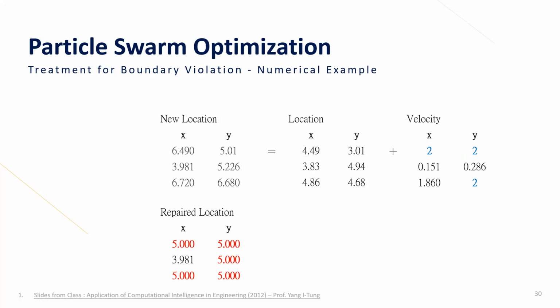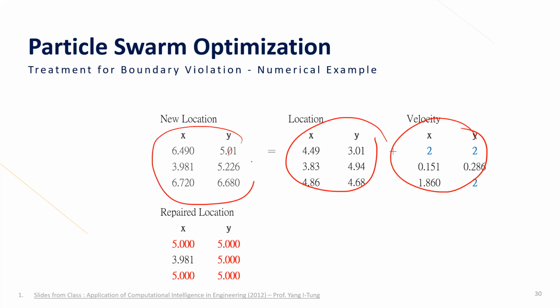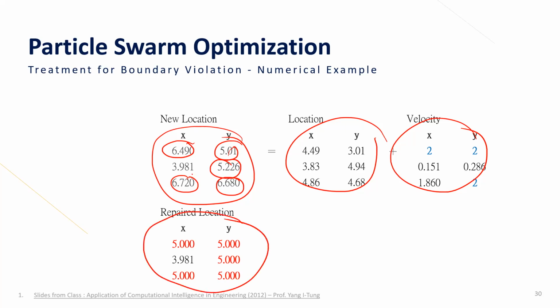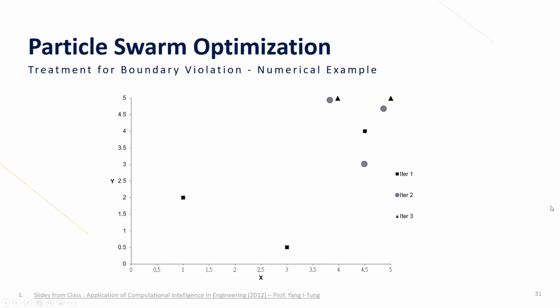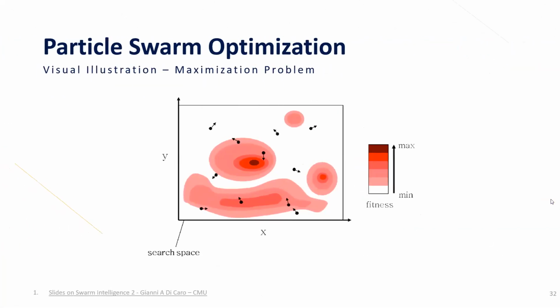Then after that, you add the old location with the new velocity. Okay, and then you get the new location here, and you can see that many of them are more than the boundary that we have. So we need to use one mechanism. For example, here the example they use, if it is more than the boundary, then you stick it to the boundary, becoming 5 like this. That is one mechanism, but there is another mechanism that we can see later. Okay, so basically it's moved like this.